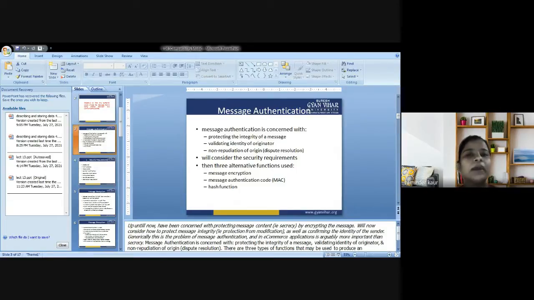So if the sender and receiver get involved in a dispute over a message originator, then MAC cannot provide a proof that the message was indeed sent by the sender. Though there is no third party that can compute the MAC, the sender could still deny having sent the message and claim that the receiver might have forged it. As it is impossible to determine which of the two parties computed the MAC.